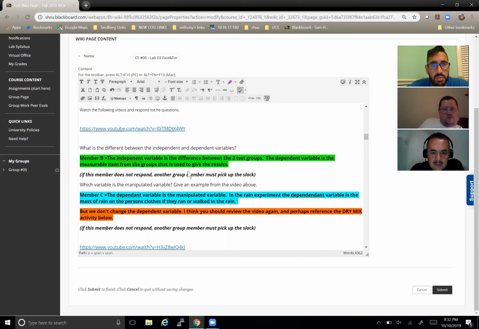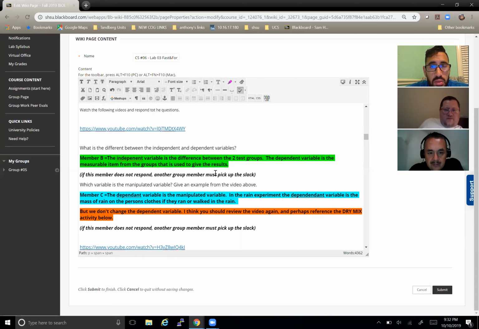Two test groups. Oh, that was a MythBusters video, right? Where they did the experiment on if you ran or if you walked. Yep, that's right. So the dependent variable is a manipulated variable. But we don't change the dependent variable. So the variable is the amount of rain, but that's what I put, the mass of rain.